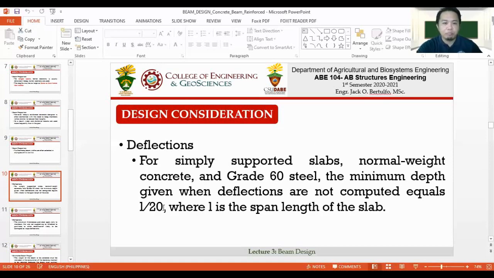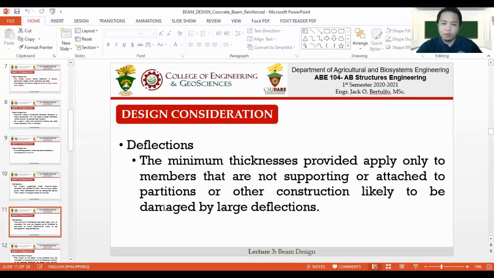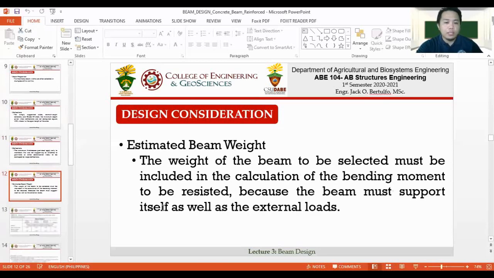The minimum thickness provided applies only to members that are not supporting or attached to partitions or other construction likely to be damaged by large deflection. So let's move to beam weight. The weight of the beam to be selected must be included in the calculation of the bending moment to be resisted, because the beam must support itself as well as the external loads.